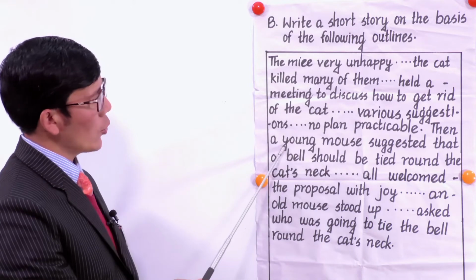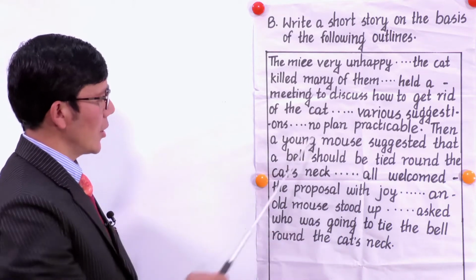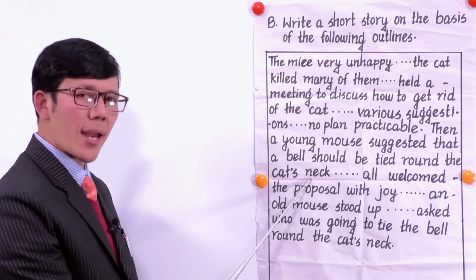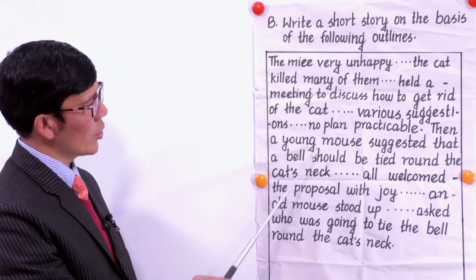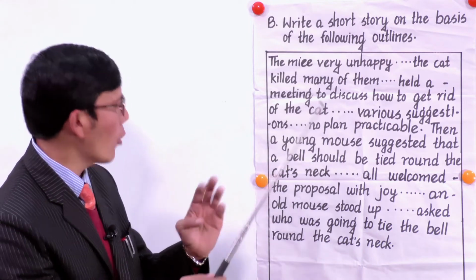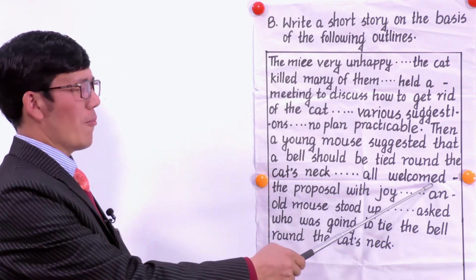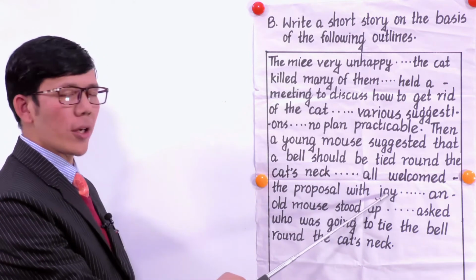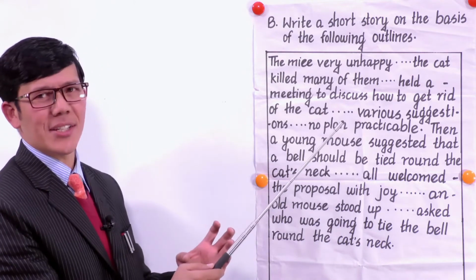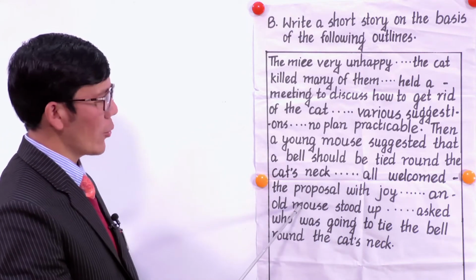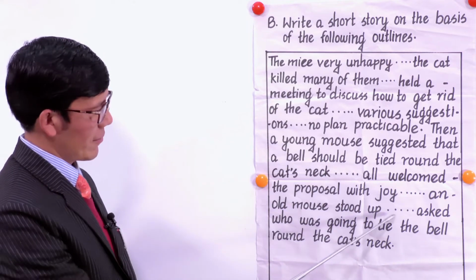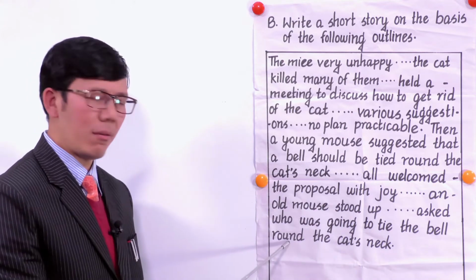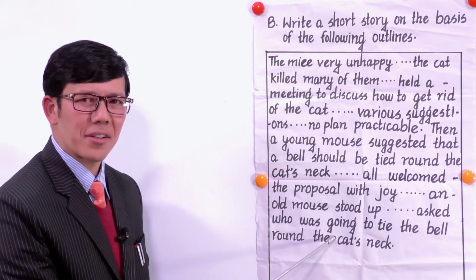Then, a young mouse suggested that a bell should be tied round the cat's neck. Look, this was the plan of a young mouse. All welcomed this idea, the proposal, with joy. Wow, that's an interesting idea. And an old mouse stood up and asked, who was going to tie the bell round the cat's neck?